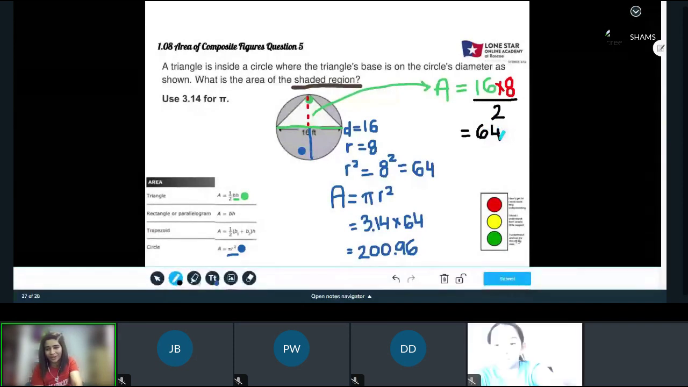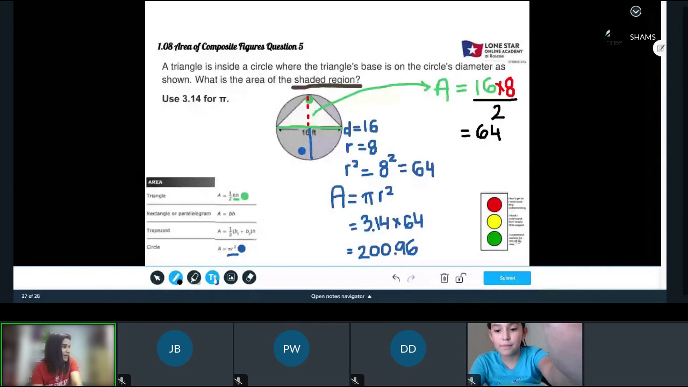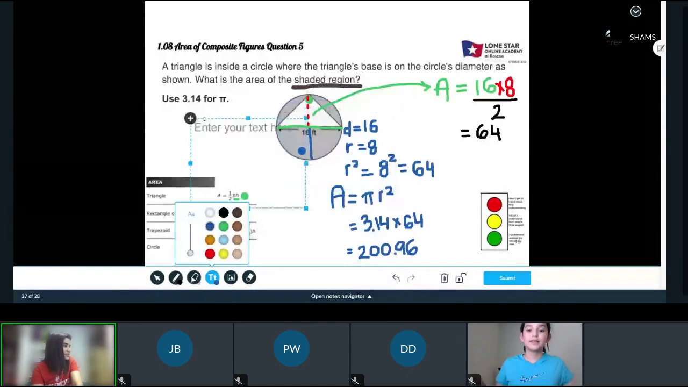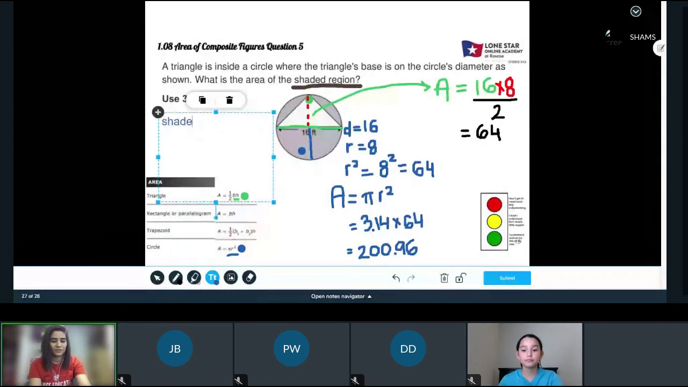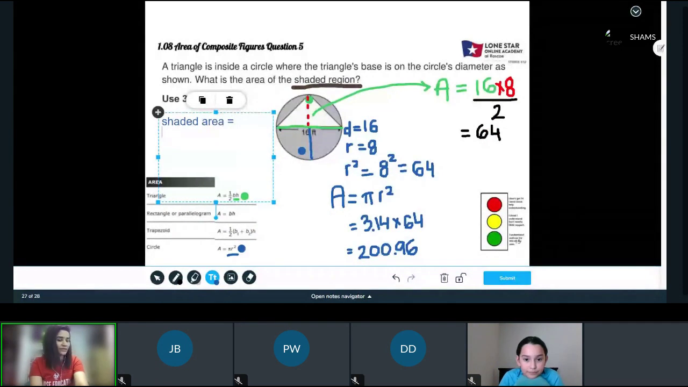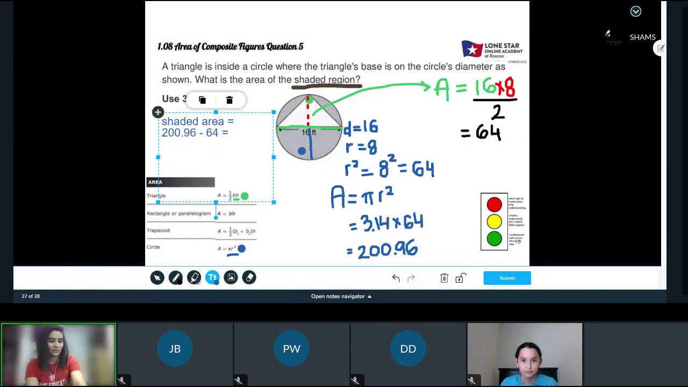Very good, Andre. Excellent. Then I need the shaded region, right? And shaded region does not include area of the triangle. So I'm going to do shaded area equals area of the circle, that is 200.96, and does not include area of the triangle. So I will subtract the triangle's area. I will subtract 64. And I get shaded region to be 113.76 square feet.